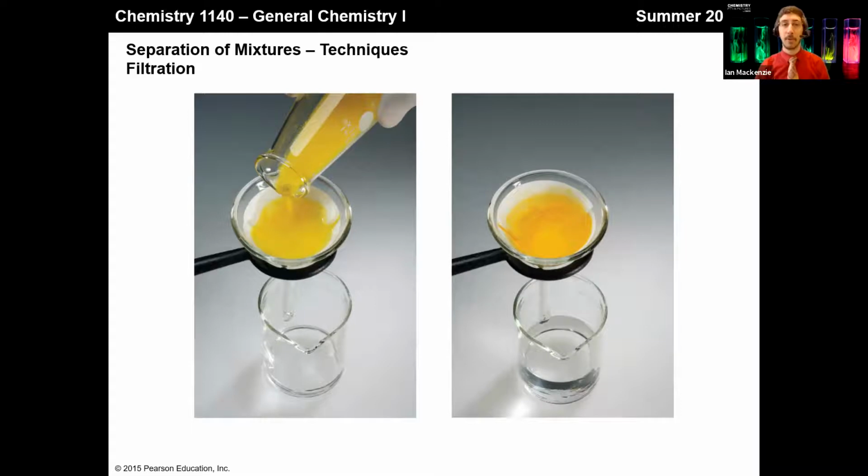To separate those out, we can simply put a piece of filter paper in a funnel and then pour that solution down through. Solid material is retained on the filter paper and liquid material flows through and is collected beneath. And this is a very useful way for separating mixtures of solid and liquids.